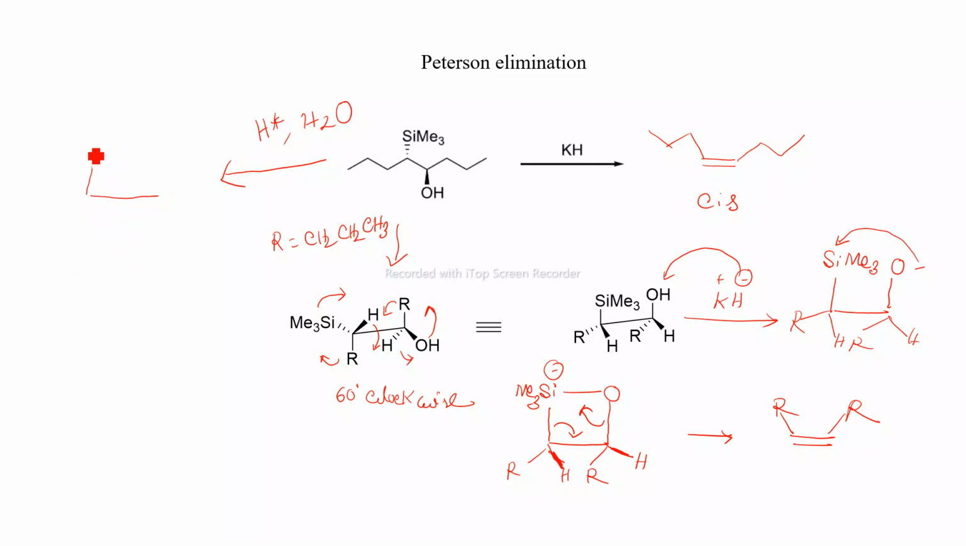So let's say SiMe3, here H, here R. We have to rotate this bond, so OH will come to this side, and H this side and R this side. It is just a rotation. Now tell me, what will be the stereochemistry? Cis or trans?